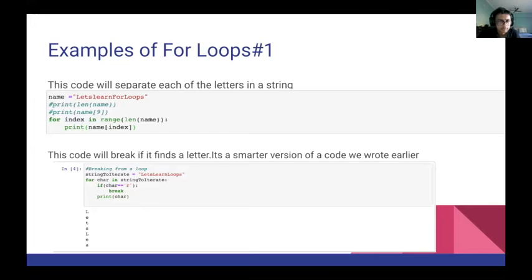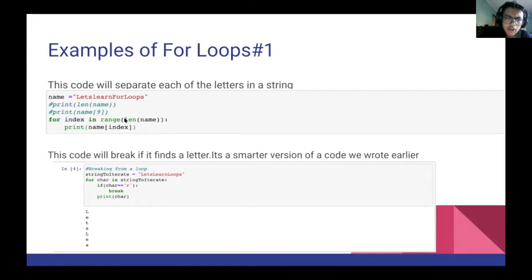Here are some examples of for loops. Can you tell me what's happening over here? Just disregard this. What is this saying? Okay, so name is "let's learn for loops" for indexing.